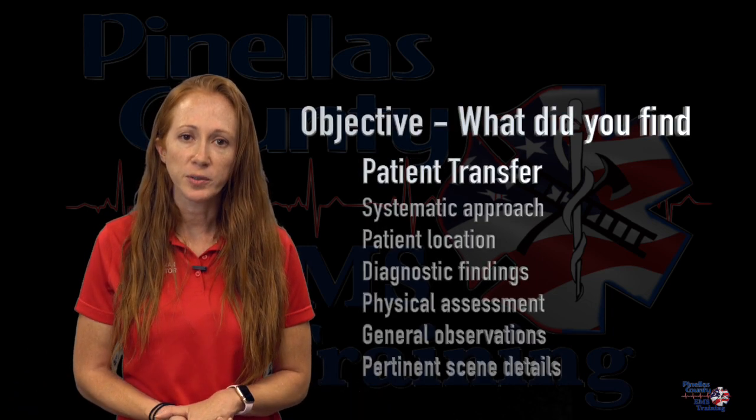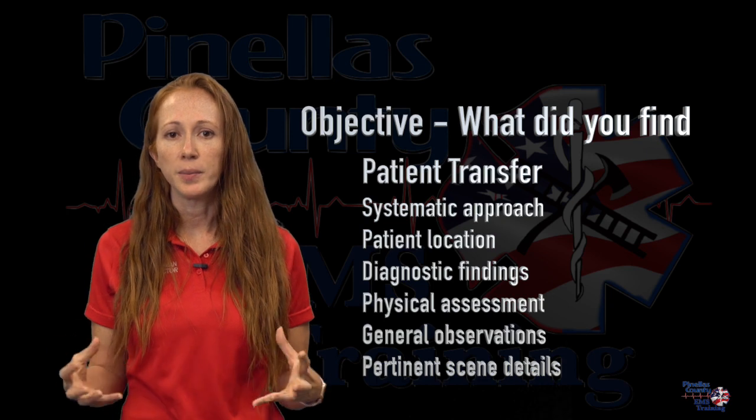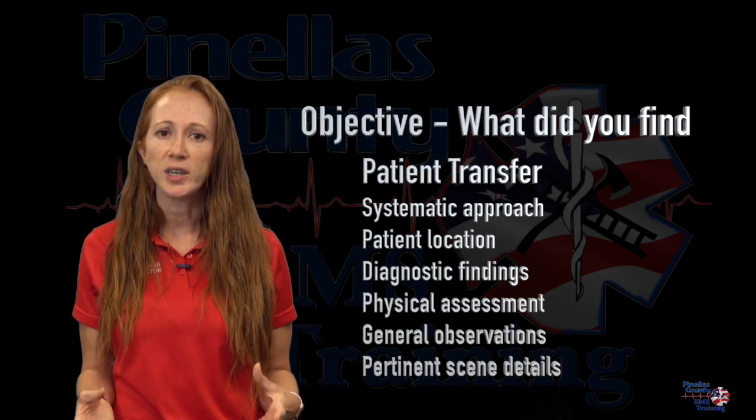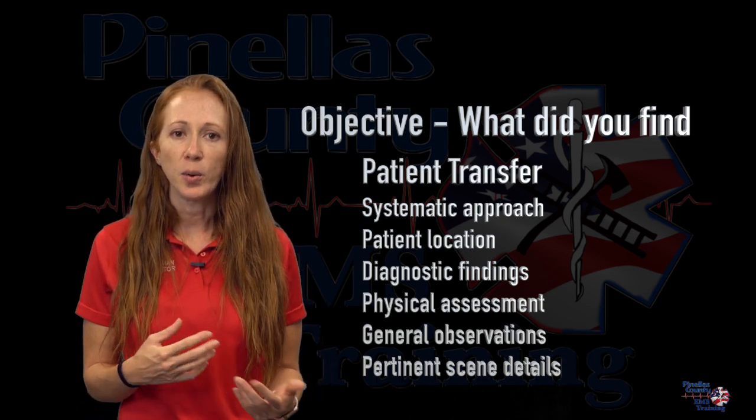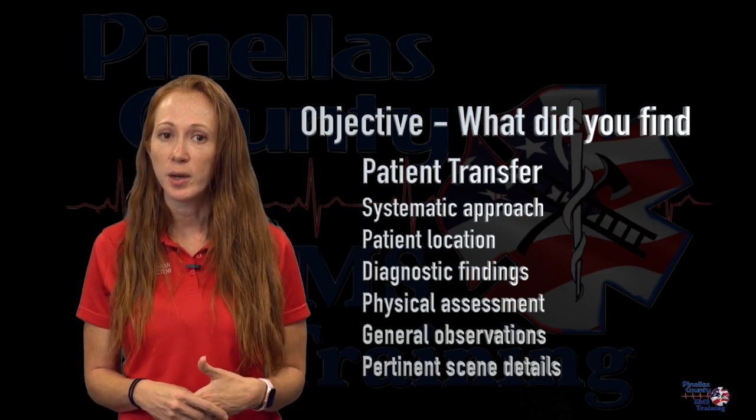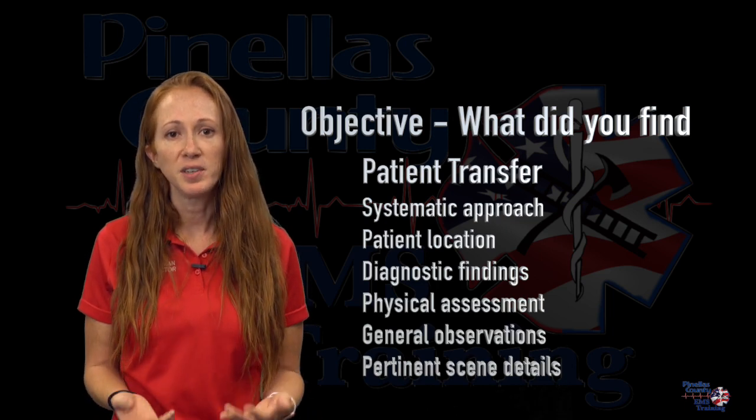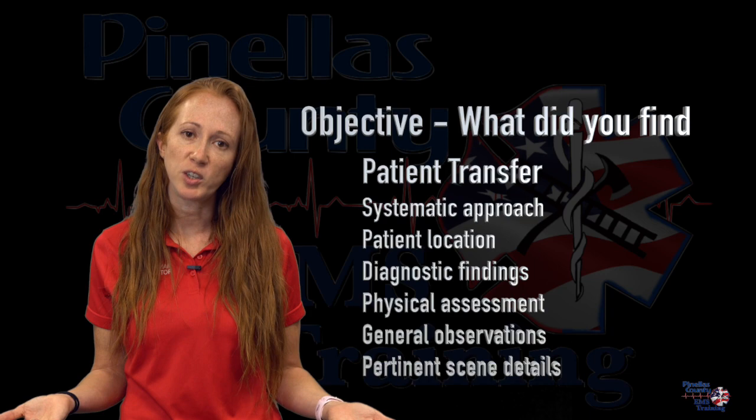The objective portion for a transfer narrative would look like a description of the systematic approach, initial impression, and the location and position in which you found the patient. It would include the diagnostic assessment, the physical assessment, and any other general observations.